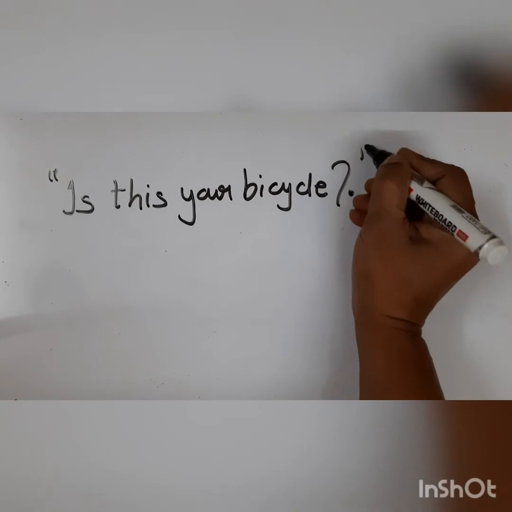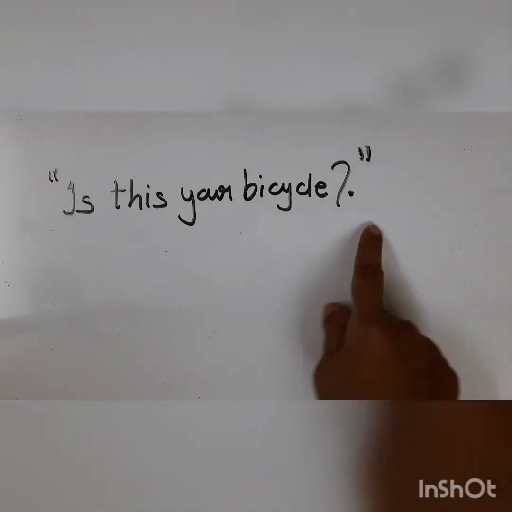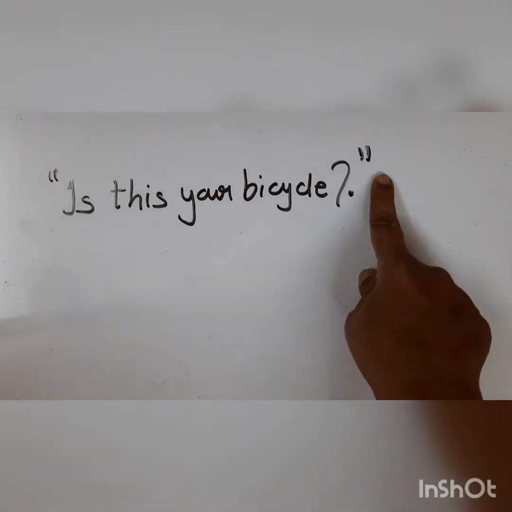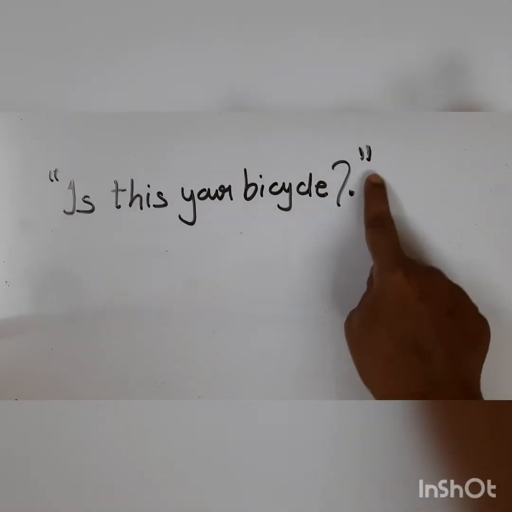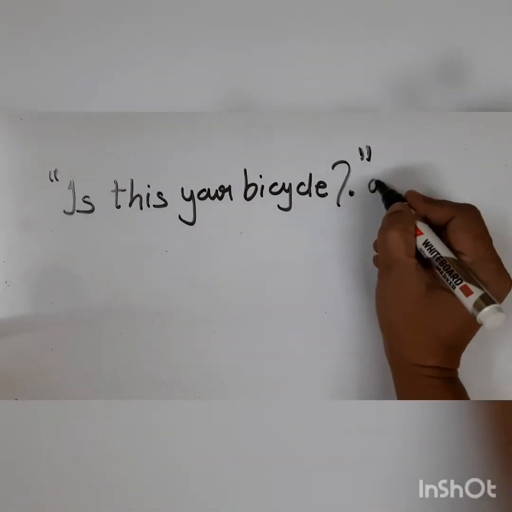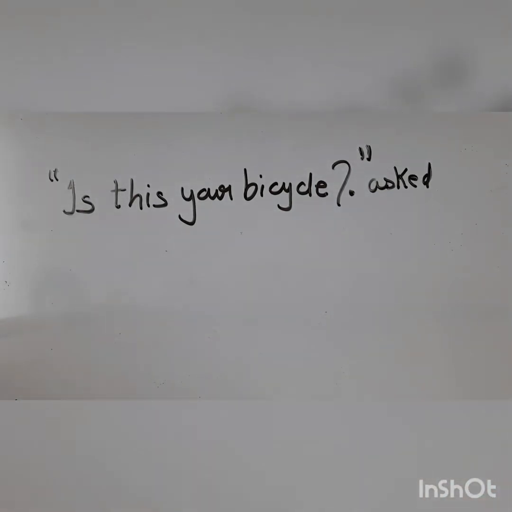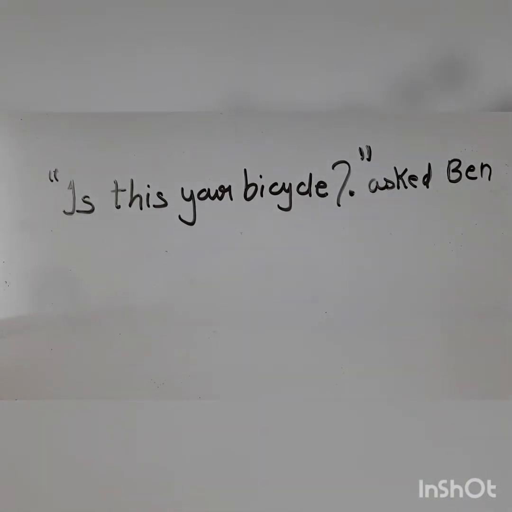Be careful, children, when you do this. So this will be your question mark and this will be your inverted comma. If the spoken words are a question, then a question mark is placed before the closing inverted comma. And here we have to write asked. What word will we say, children? Asked, because he is asking a question. It is asked Ben. Clear? I hope you're clear, children.